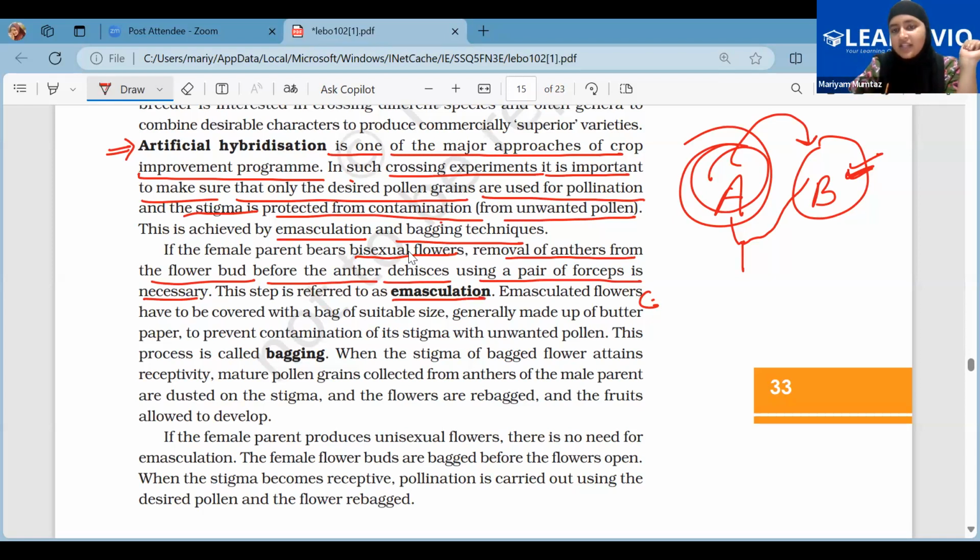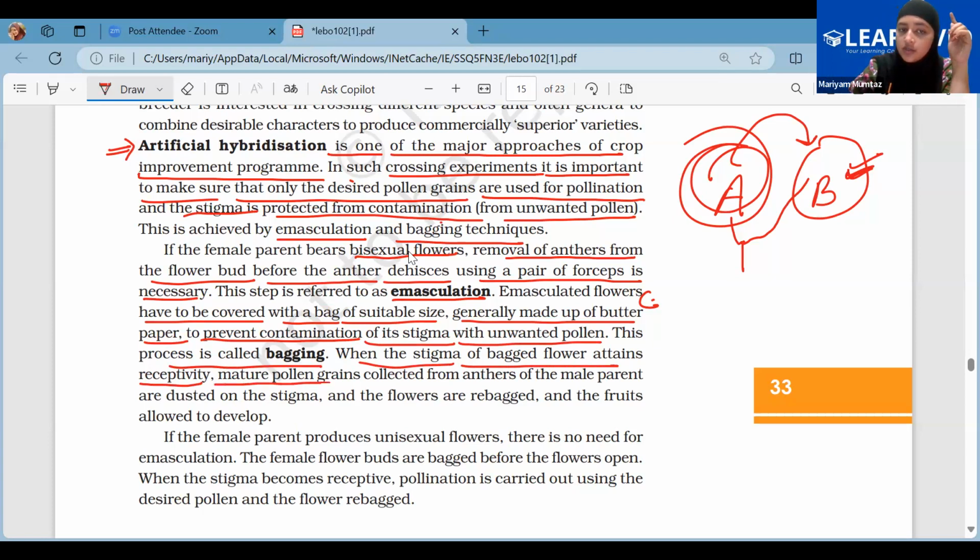Emasculated flowers have to be covered with a bag of suitable size, generally made up of butter paper, to prevent contamination of the stigma with unwanted pollen. So after the anther has been cut, we put a bag around it and tie it so that even if some pollen is left, it will fall into the bag and not onto the stigma. This process is known as bagging. When the stigma of the bagged flower attains receptivity, meaning the stigma becomes receptive, functional, or mature.